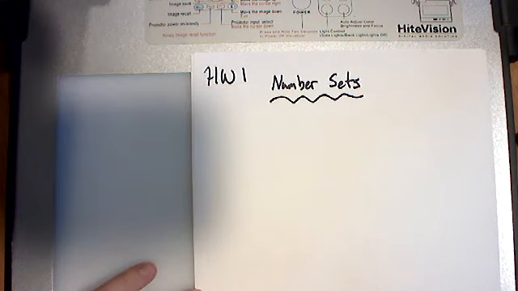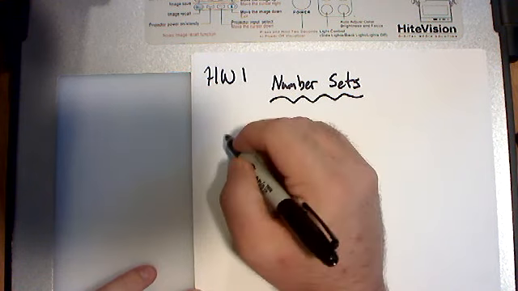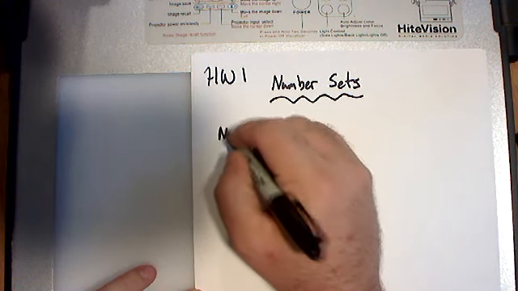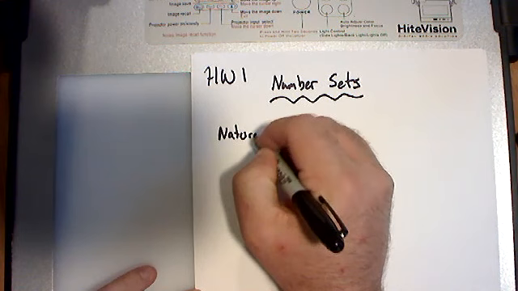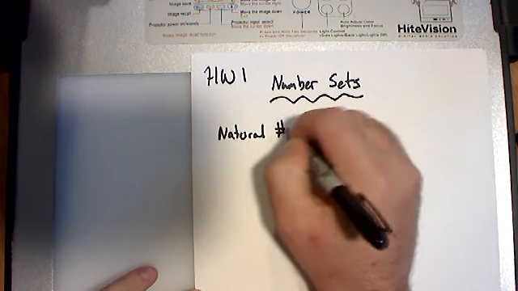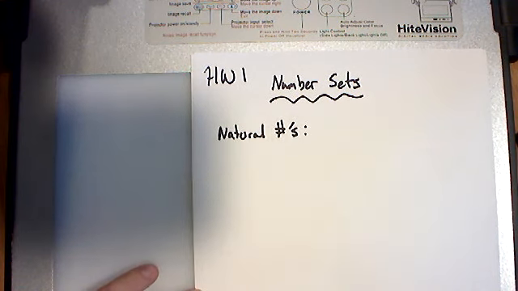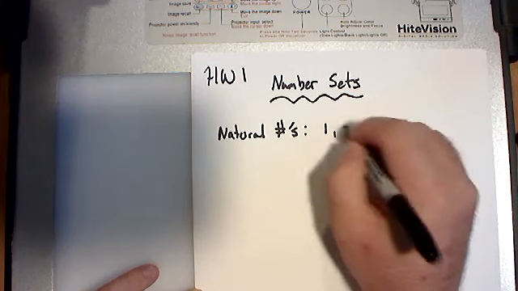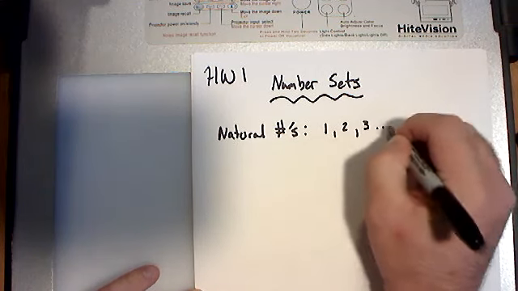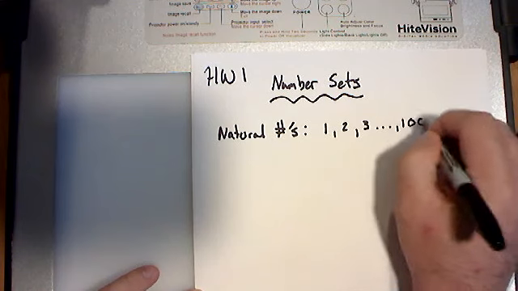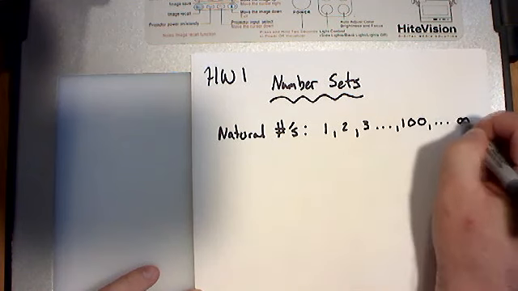So the number sets. Basically, what we're talking about here is vocabulary. So when I talk later in the course about integers and things like that, you need to know what I mean. So the first set we're concerned with, and this is the smallest set, and we'll draw a diagram later, is the natural numbers. The natural numbers you can think about as just counting on your finger numbers, you know, 1, 2, 3, and so forth, up to 100, keeps going right out to infinity.